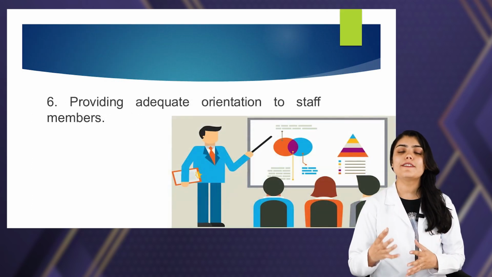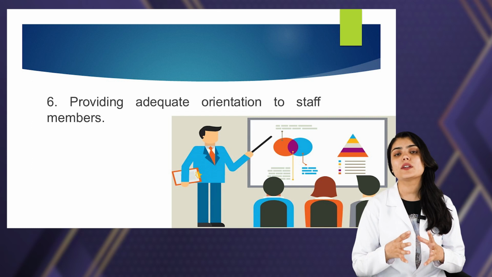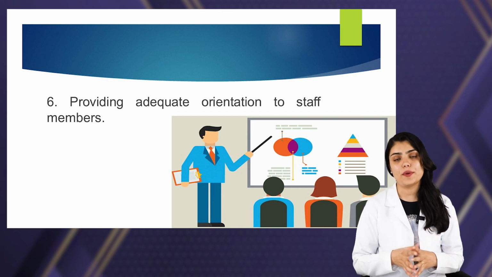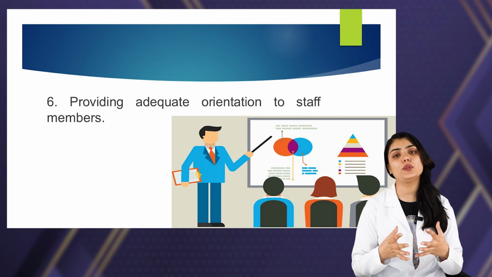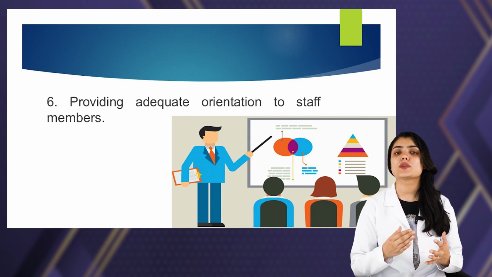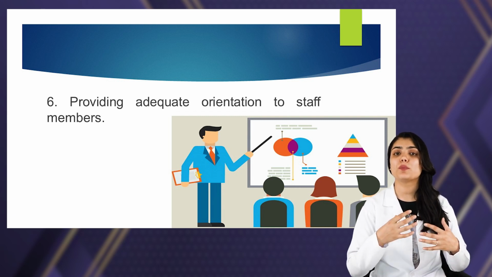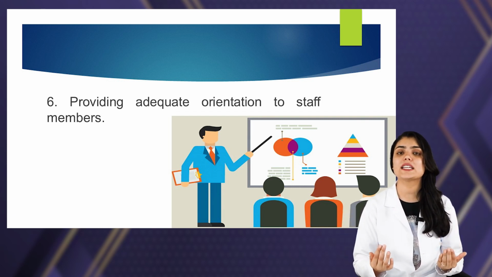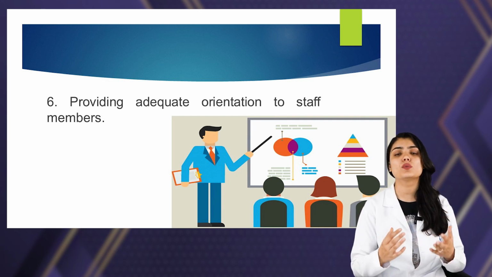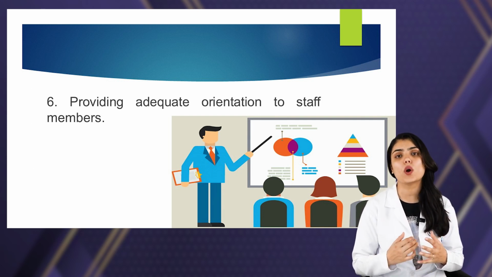The next important function of the principal is to provide orientation to the staff members. Orientation, we know, is one of the most important phases for any new employee, and therefore it is the responsibility of the principal to make sure that the new employees are oriented to the entire organization, to the different staff within the organization, as well as to the rules and regulations of the organization.